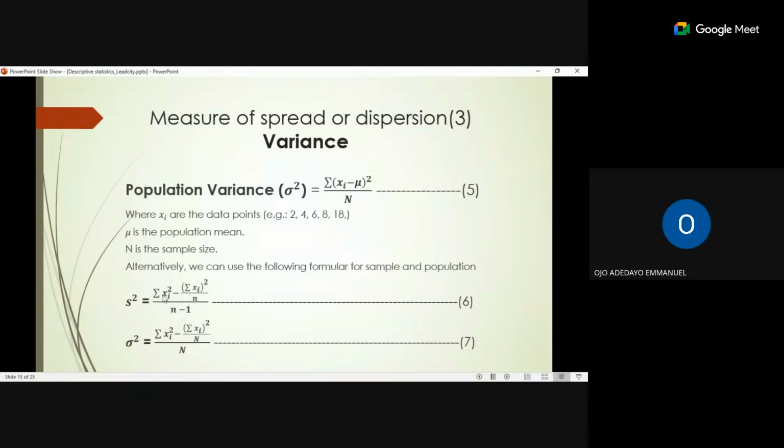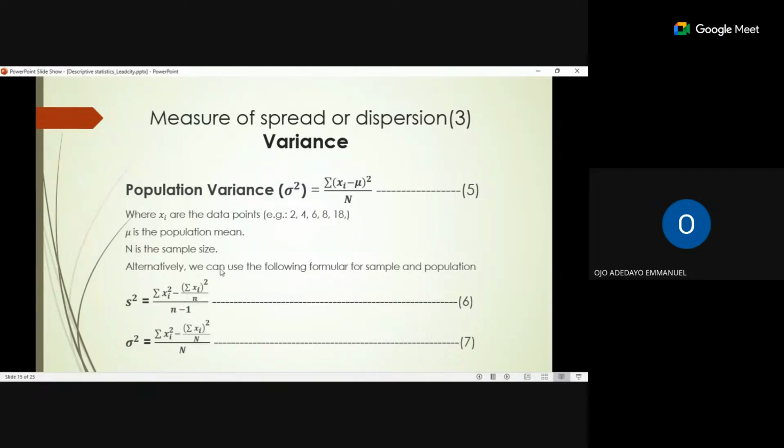This simply means that you have your observations, your data set. Let's say, for instance, we have 2, 4, 6, 8, and 18, and I want to use this formula here.